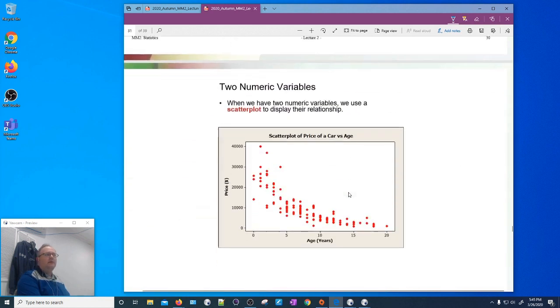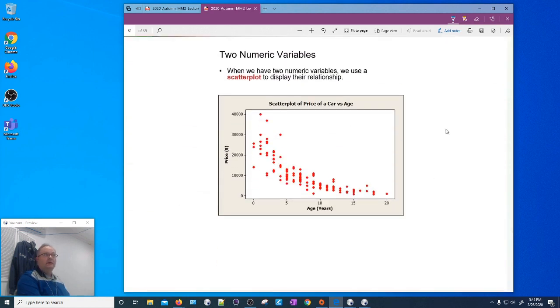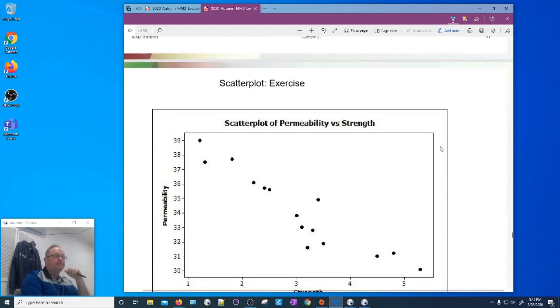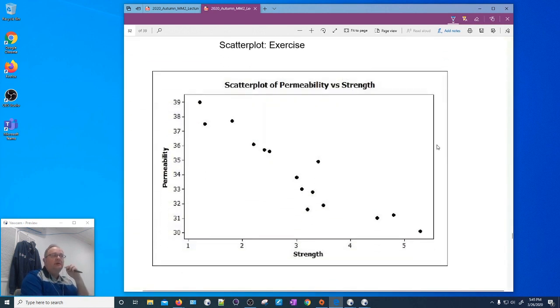Alright, so some more on geometric interpretations. We've got scatter plots, price of a car versus age. Obviously we start off with age at 0 and go that way. By the time you get to a 20-year-old clunker, it's not worth much, but depending on the earlier years, the prices are still fairly stable. If you look at this range here, what does the box plot for that one look like? That'd be interesting. Permeability and strength. I wonder what that looks like to you guys.